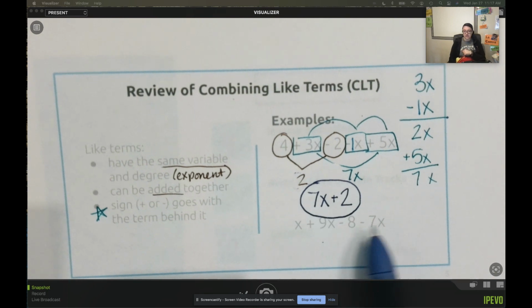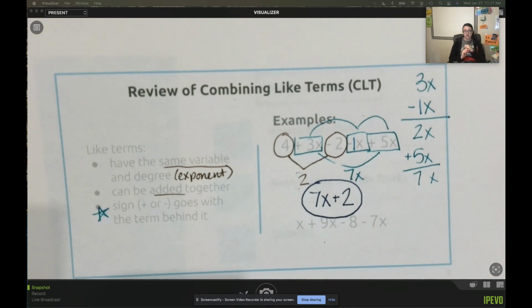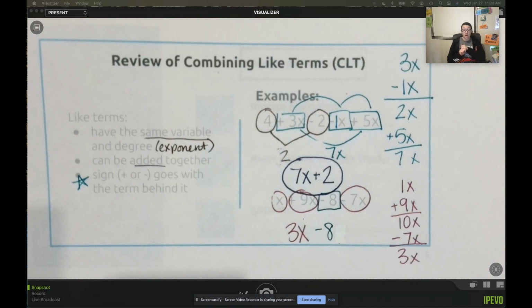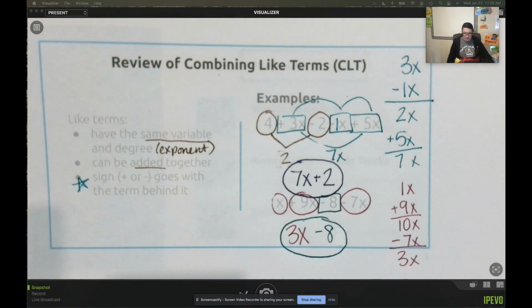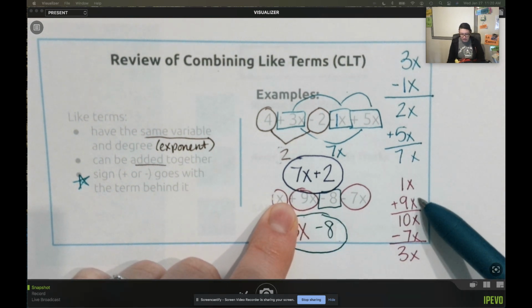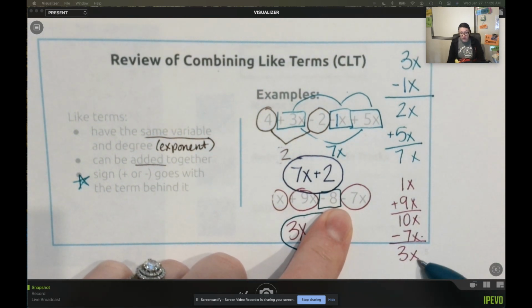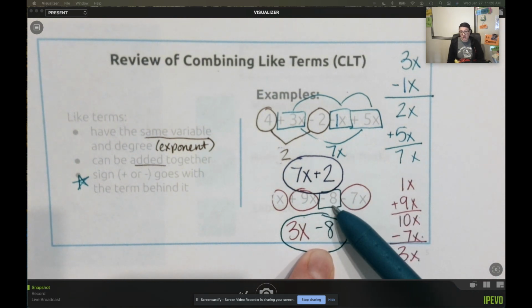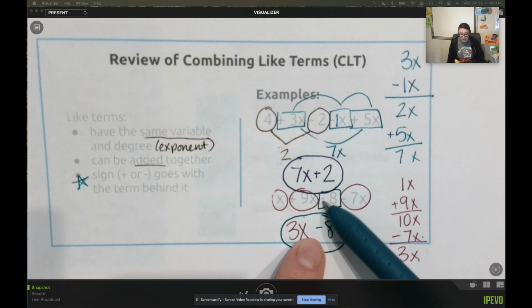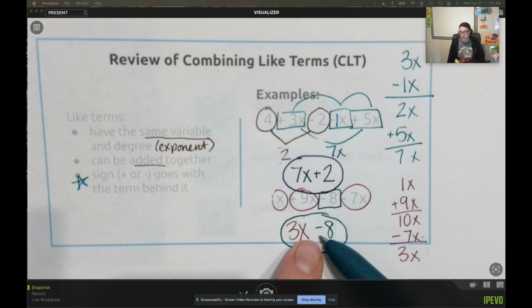Go ahead and try this next one on your own. Pause the video, and see if you can combine those like terms on your own. Hopefully for this last one, you got 3x minus 8. X plus 9x gives me 10x. Minus 7x gives me 3x. And then this minus 8, there's no other like terms for it to combine with because everything else has a variable. So I bring down my 8, and I remember it's negative, so that's why I'm subtracting there.